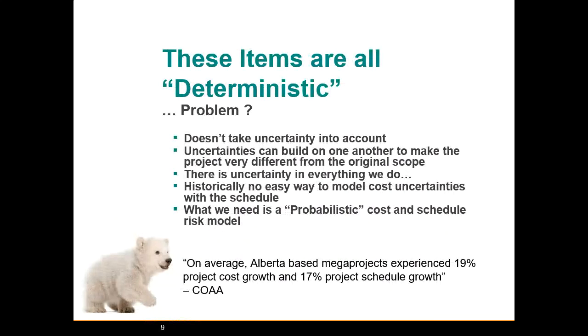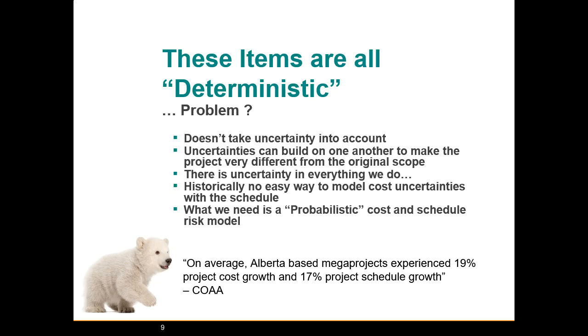Now, all these items are deterministic. So what's the problem with deterministic estimates and schedules? Well, the problem is they just don't take uncertainty into account, and uncertainties can build on one another to make a project that's very different from what was originally visualized. I mean, there's uncertainty in everything we do. The classic example is, I drive my car to work every day, or at least I did until the pandemic came along, and it typically takes me about 15 minutes to get to the office. Some days it takes me 20 minutes, some days it takes half an hour.